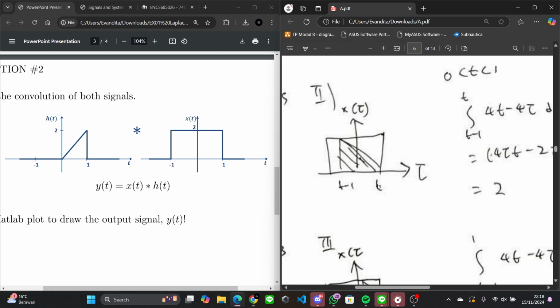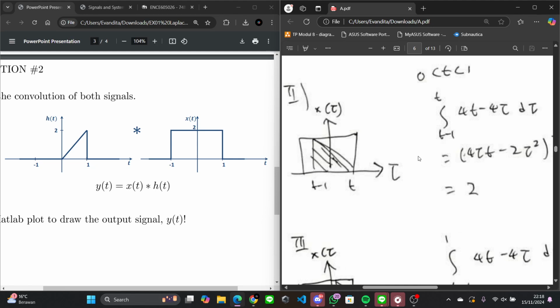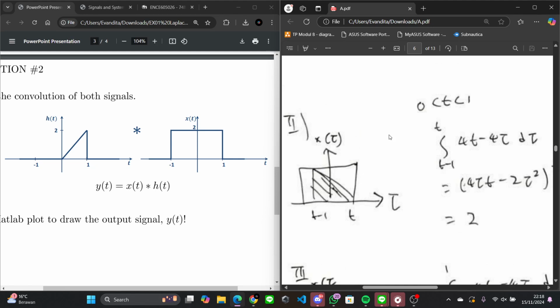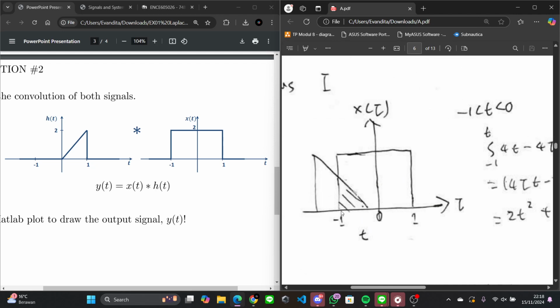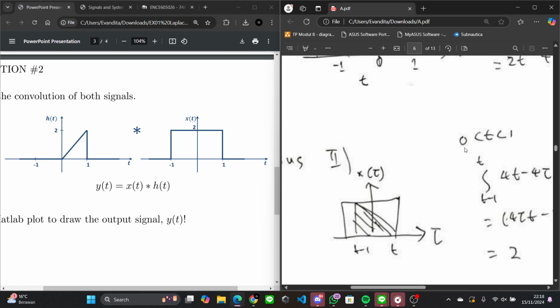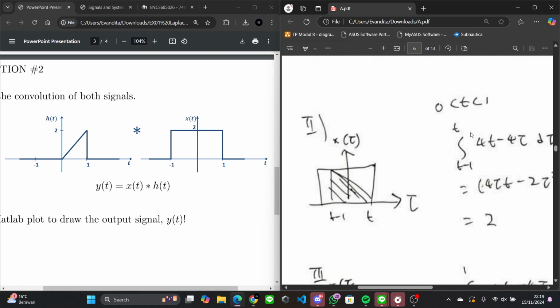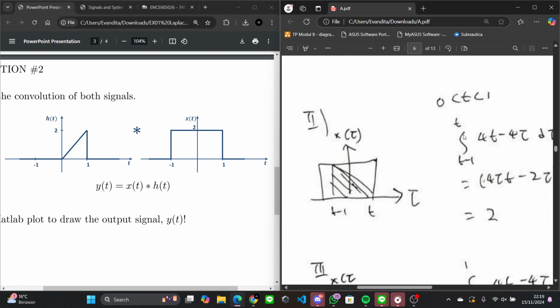So it happens when t is from 0 to 1. So yeah, if just now it was from -1 to 0, now t is from 0 to 1. And here it's a bit different. The bottom limit is t minus 1, while the upper limit is t.